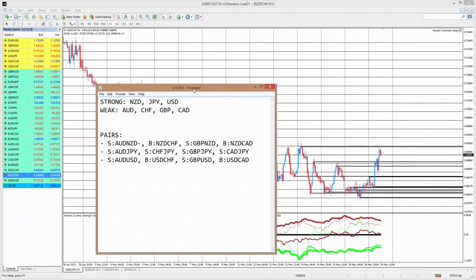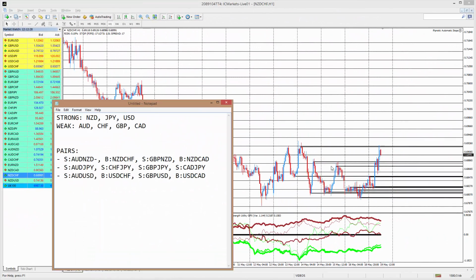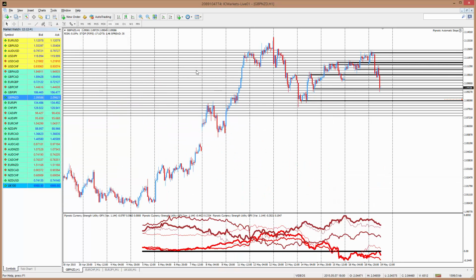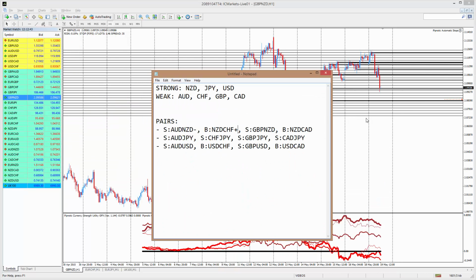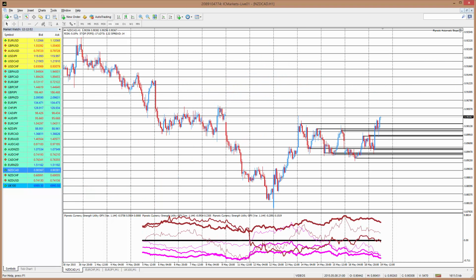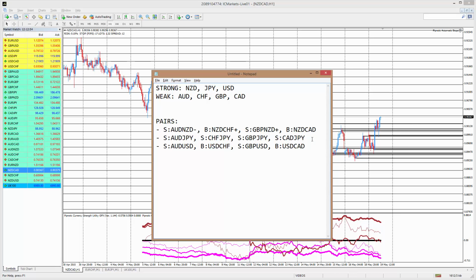Well, how is this looking? Well, this is looking a little bit more interesting. You can see since the low of yesterday, which is here, price has moved up quite strongly, which is nice. So this could be potentially interesting. So we'll add a plus to that one. Then we'll go to the pound Kiwi. And this one we want to sell. This is also looking nice. So we'll add a plus here. And the Kiwi CAD. This one we want to buy. This is also looking okay, so we'll add a plus there.